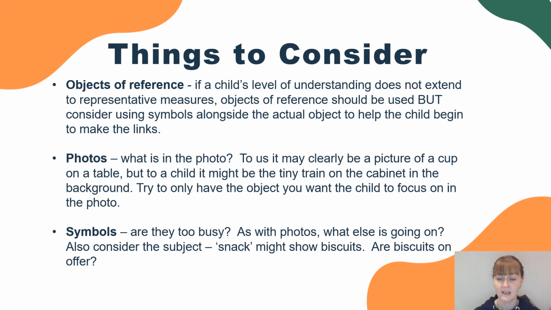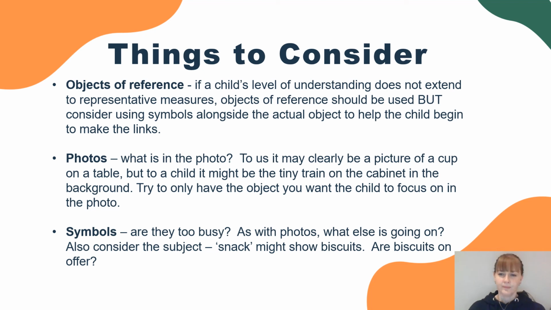A symbol for snack: you have to be able to understand that that symbol represents all foods presented to you at snack time. So if a child doesn't understand that a symbol of snack means an apple or an orange or a biscuit or all of the above, you may need to present them with the item that is on offer for snack time alongside the snack symbol. If we don't use the symbols alongside the objects, it'll be harder for them to make the association. So it's quite important to begin with the objects of reference and then introduce symbols alongside for clarity.